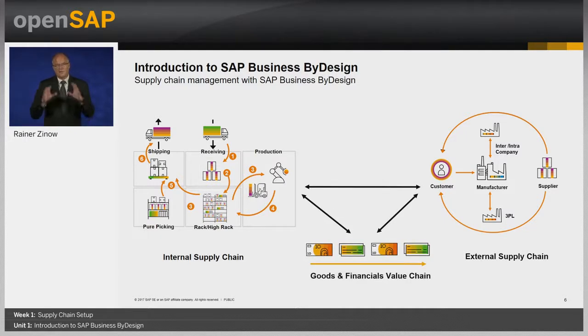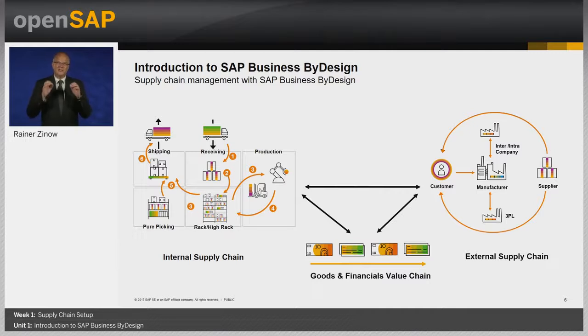Last but not least, the key thing about supply chain management is that supply chain management is the other side of the coin on which you will find financials. Supply chain management and financials need to be tightly integrated because everything you do in your supply chain always has a financial impact. If you manufacture something, it has a financial impact. If you revaluate something, it has a financial impact.